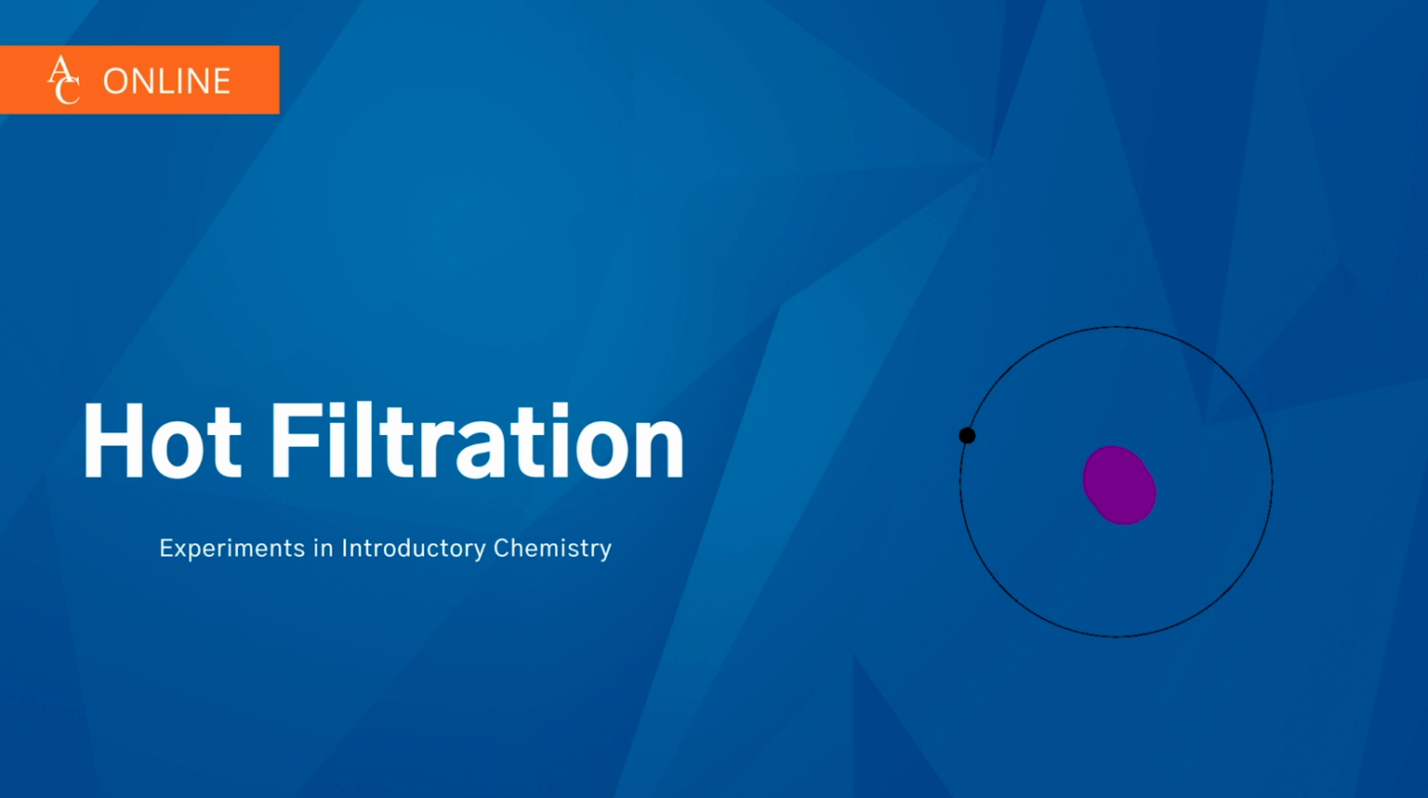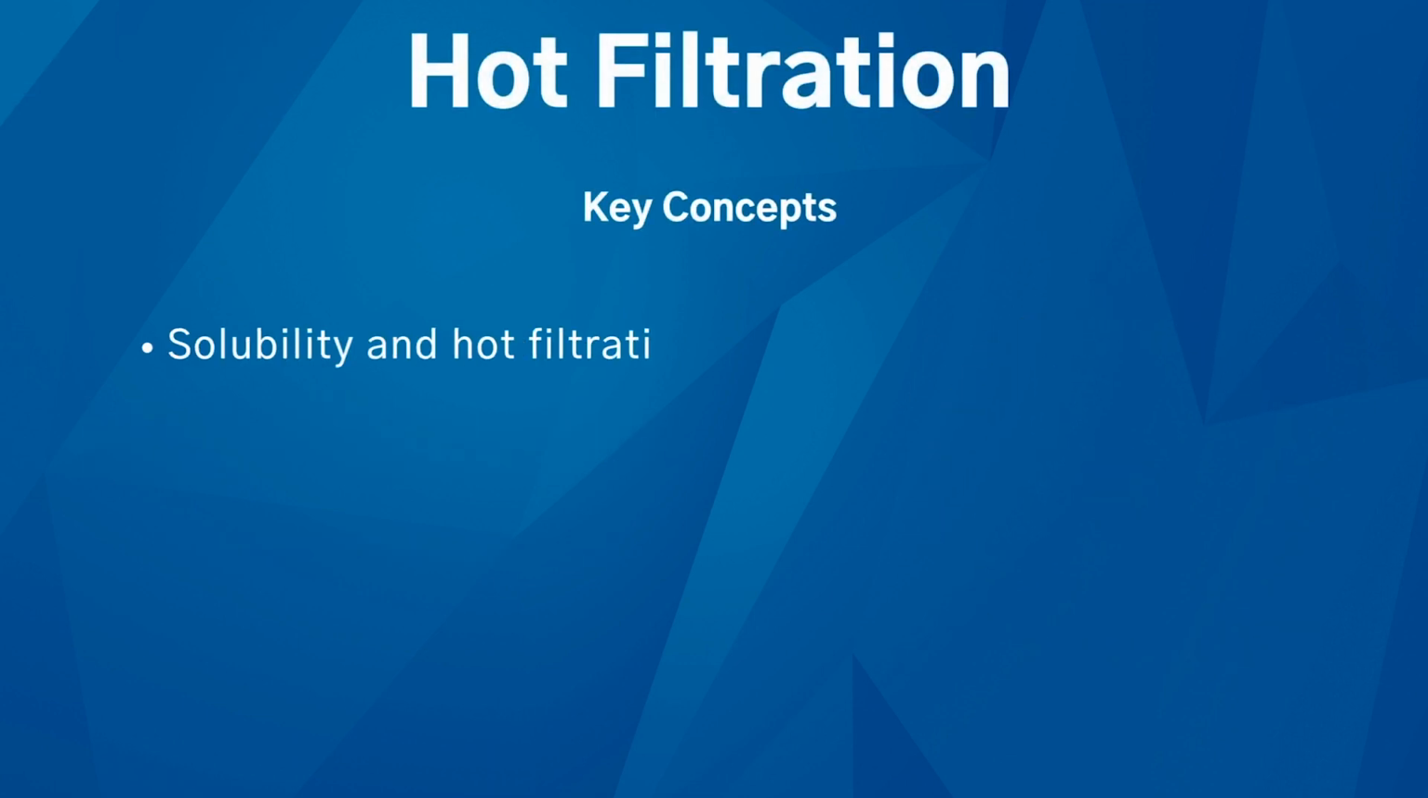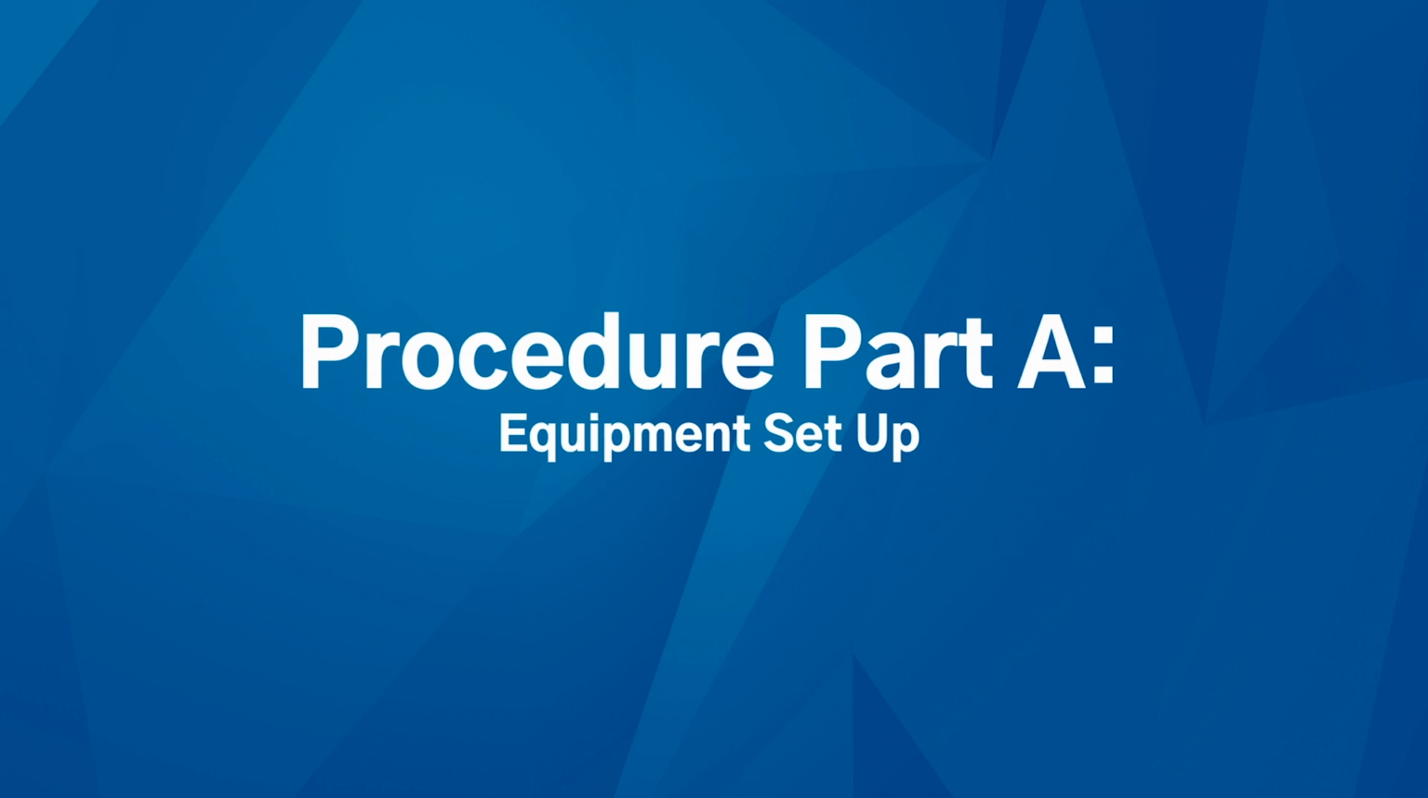Welcome to the hot filtration experiment. In this experiment, we're going to take a mixture of 3 different solid materials, and using the principles of filtration and recrystallization, we're going to isolate one of those as a product, and then we're going to determine the percent yield for our recovery.